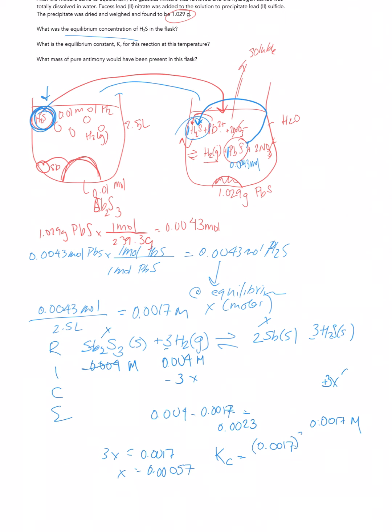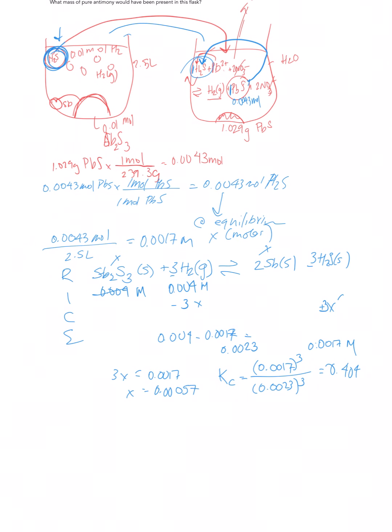And if we set up our equilibrium constant, that is going to be equal to 0.0017 to the third divided by 0.0023 to the third, which would be 0.404. All right, so looking back, this number is a little bit off, but we're not going to worry about it. So it's 0.43 versus 0.404, but close enough.